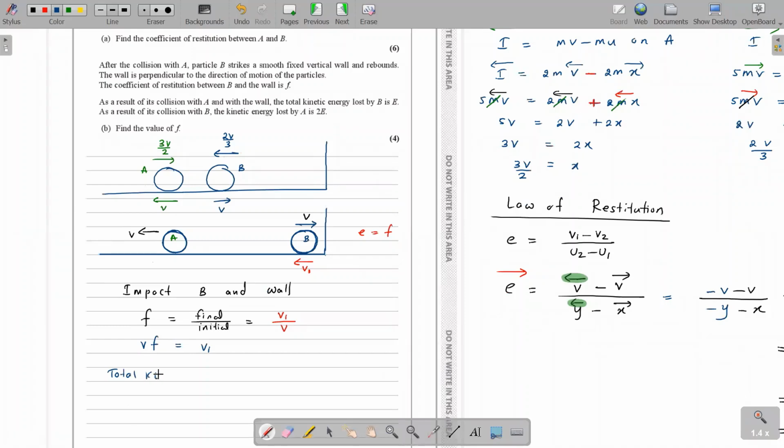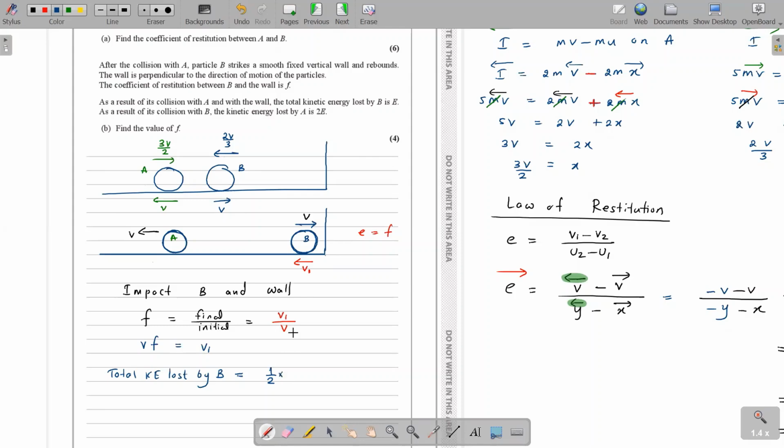Total kinetic energy lost by B. How do I find the total kinetic energy lost by B? I start off with the speed with which B started. Energy is a scalar, by the way. Do we need to consider directions? No, energy is a scalar, directions are not necessary. I just need to get the initial kinetic energy and the final kinetic energy and subtract. The difference gives me the lost energy.